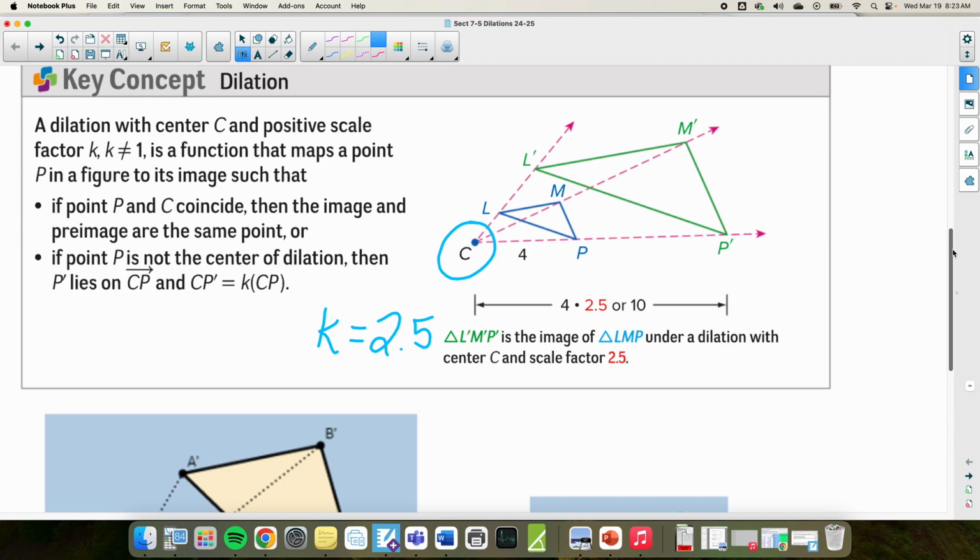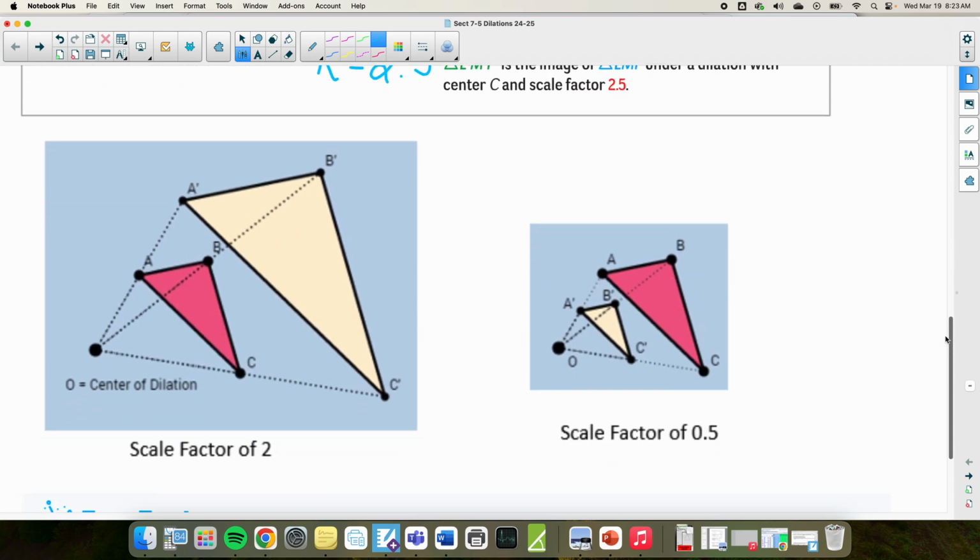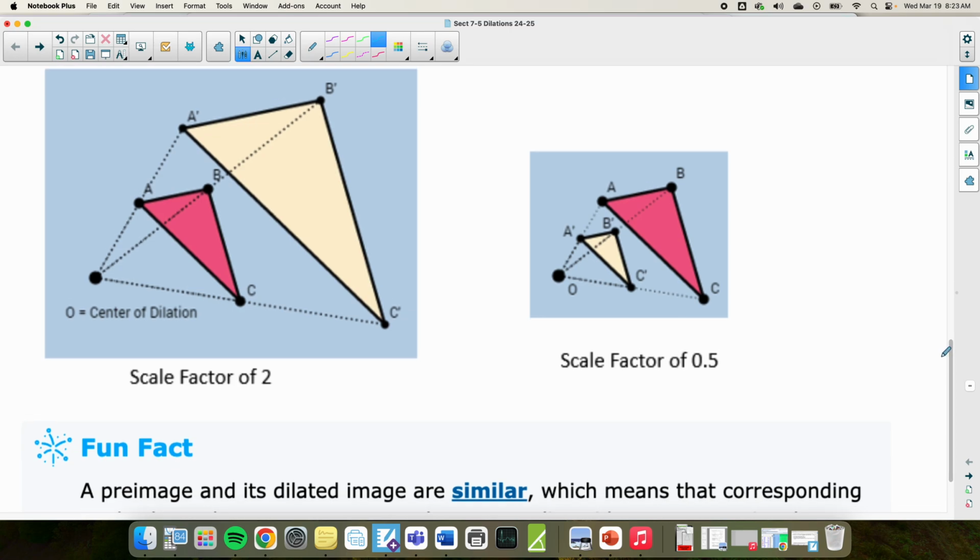So you're gonna graph your first figure, and if your scale factor is bigger than 1, your figure is gonna be enlarged. If your scale factor is less than 1, your original figure is gonna be shrunk or reduced. So this is kind of what they show you here.